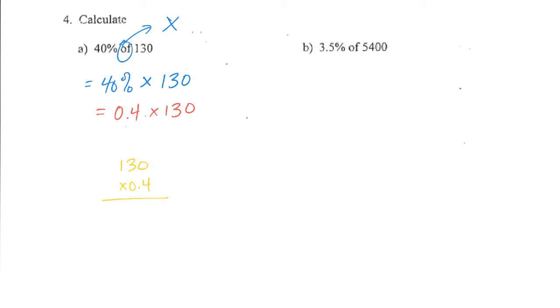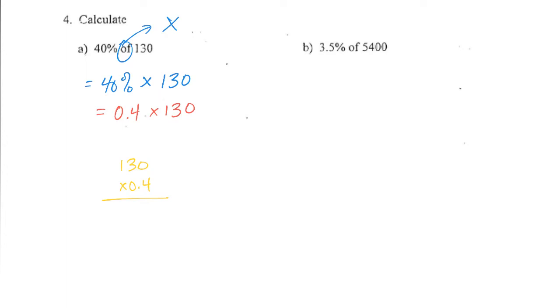old multiplication algorithm. Are you guys all good that to multiply by decimals is really just multiply by whole numbers? And then just remember your place value. So what I want us to do is let's ignore the 0.4 and just treat it like 4. Let's take 4 and multiply it by 130.